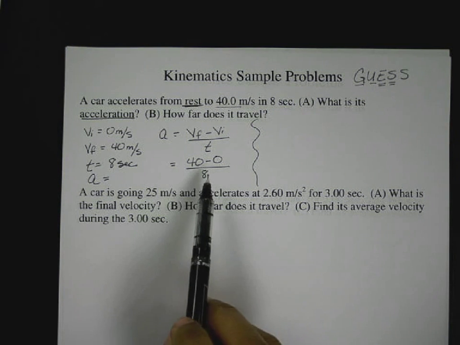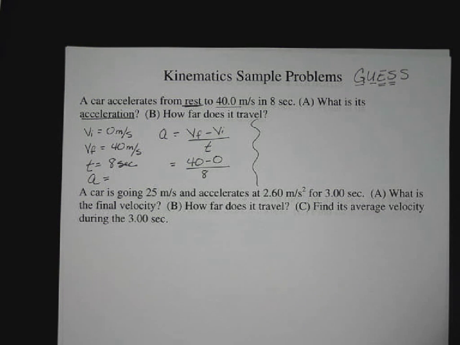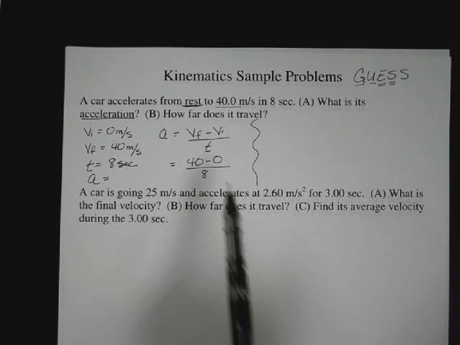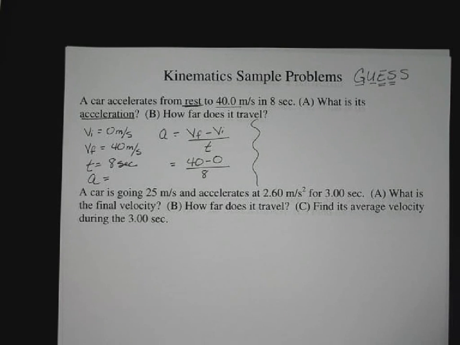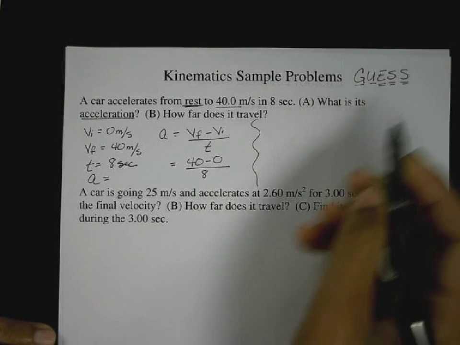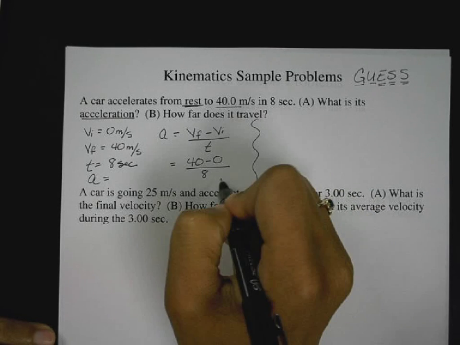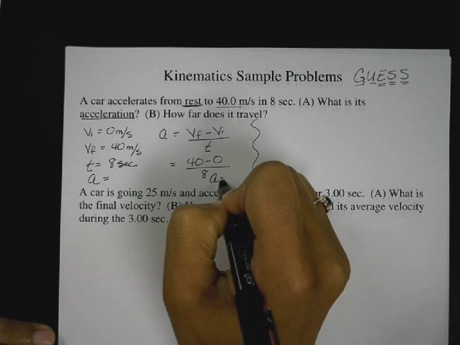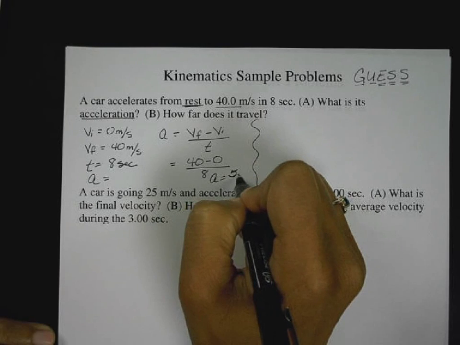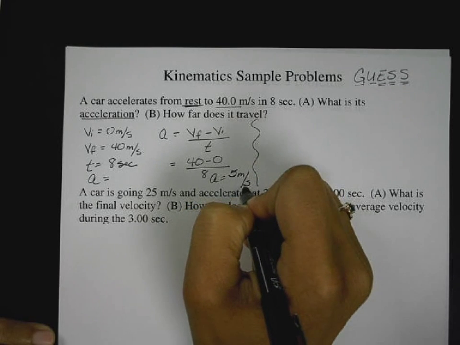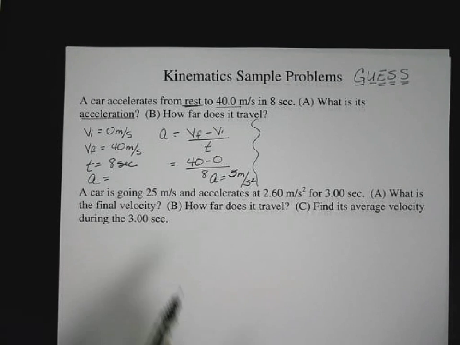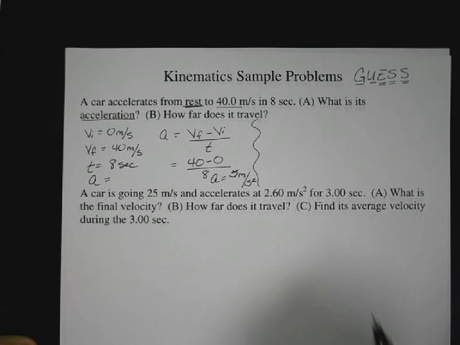So 40 is VF, VI is 0, and the time is 8 seconds. So now the only thing that's left is to solve the final S, which is 40 divided by 8. So A is 5 meters per second squared. Meters per second squared is the unit for acceleration. So that's A.